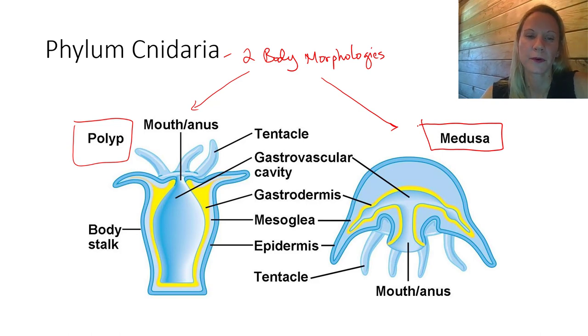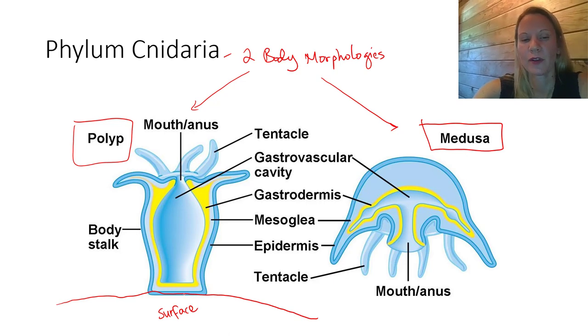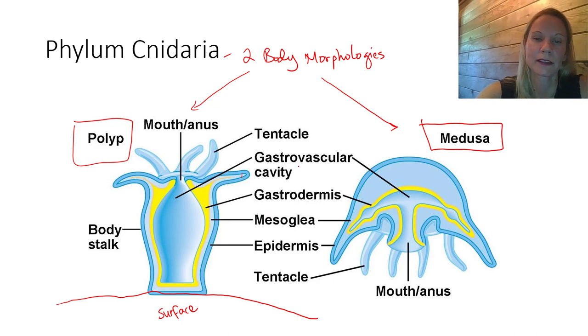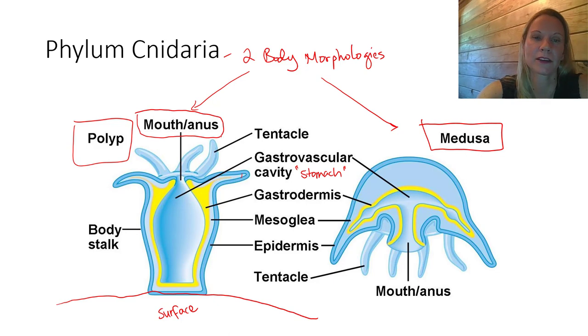The polyp forms remind us a lot of sponges because they do attach to some sort of surface. So the animal has to attach, but it does have tentacles that do move around and capture their prey. Inside the animal, we see a gastrodermis, or gastrovascular cavity. This is basically like the stomach. We also notice that it has one body opening. So the mouth and the anus are the same opening.